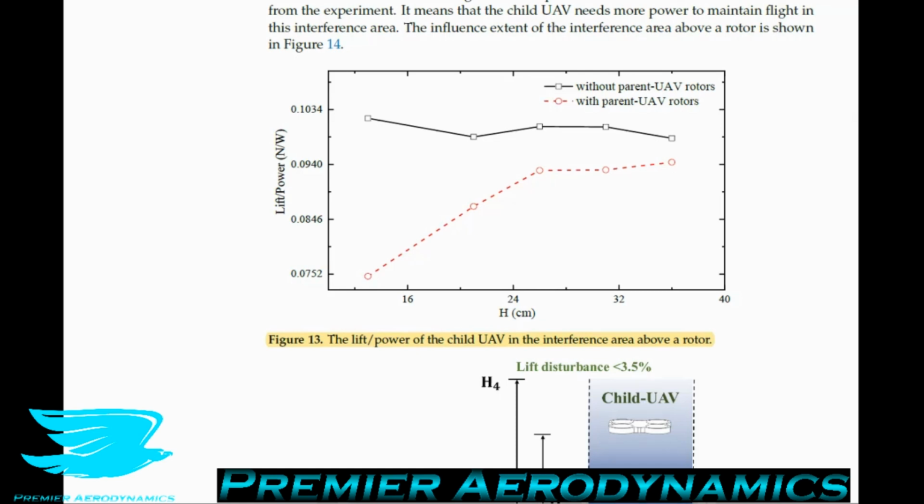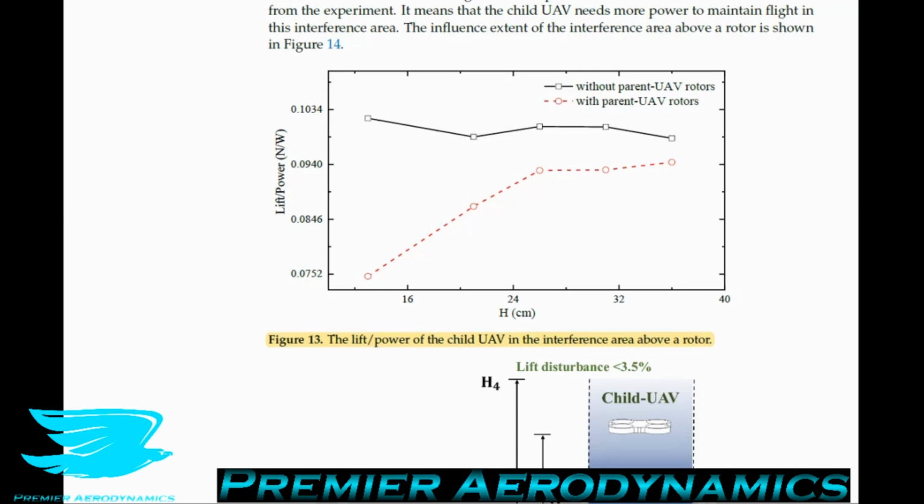So the drop occurs again in a very similar fashion, where the closer you get to the rotors, the more non-linear it becomes, to the point where, 10 centimeters above the parent UAV rotors, the child UAV is only producing about 80% of the lift to power ratio that it usually would. So there's a massive reduction there.